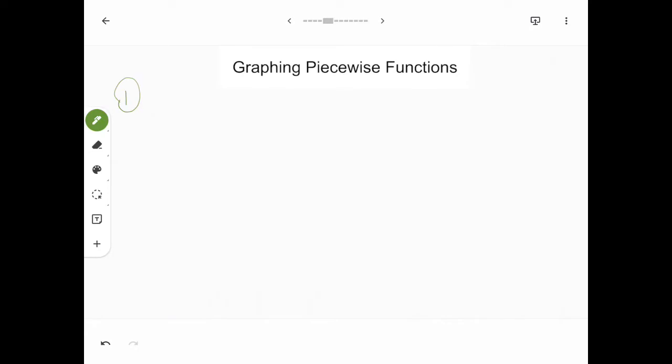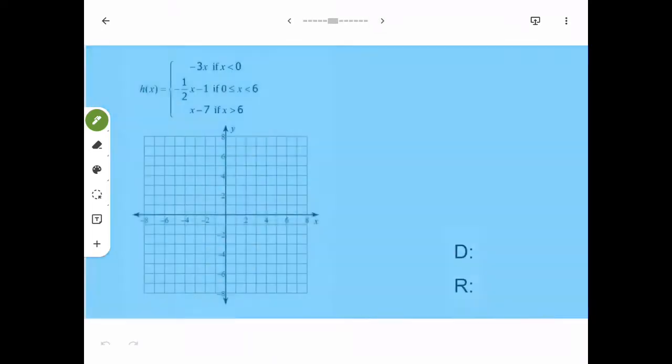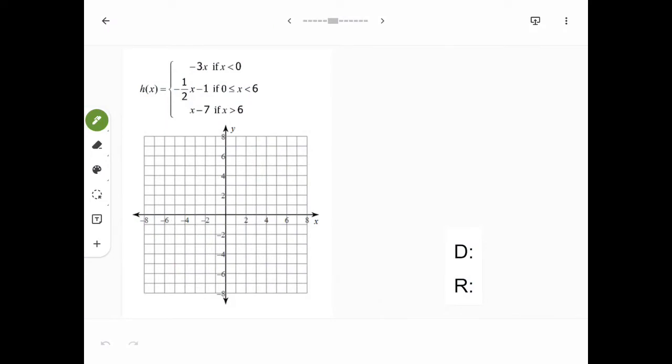When you start a piecewise function, the first thing I want you to do is identify where you change or switch equations. And what that means, so if I look at this example, and again, feel free to pause this and take some time to write it down. But if I look at this, it is switching equations at 0, because 0 shows up in my domain over here on the right-hand side, and at 6.